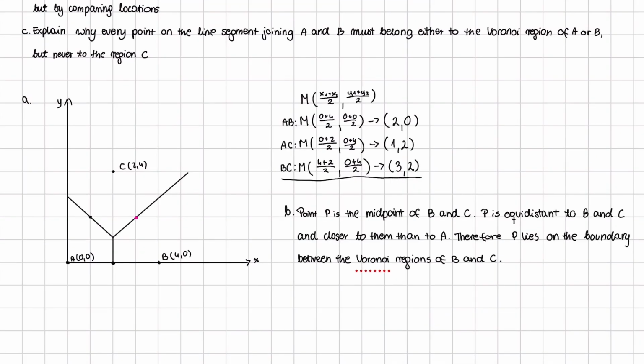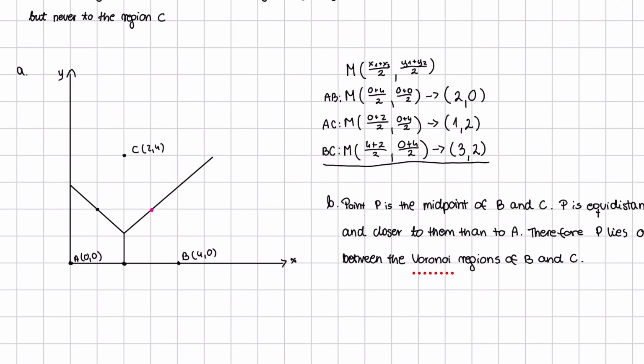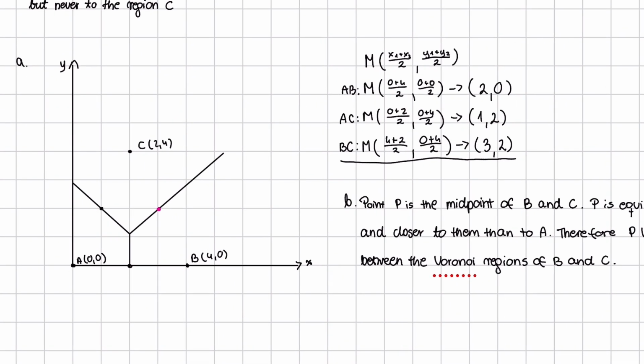C. Explain why every point on the line segment joining A and B must belong either to the Voronoi region of A or B, but never to the region C. In order to explain it, we can take 2 points. So we will take, for example, this point and this point. This point has coordinates 1, 0, and this 3, 0.